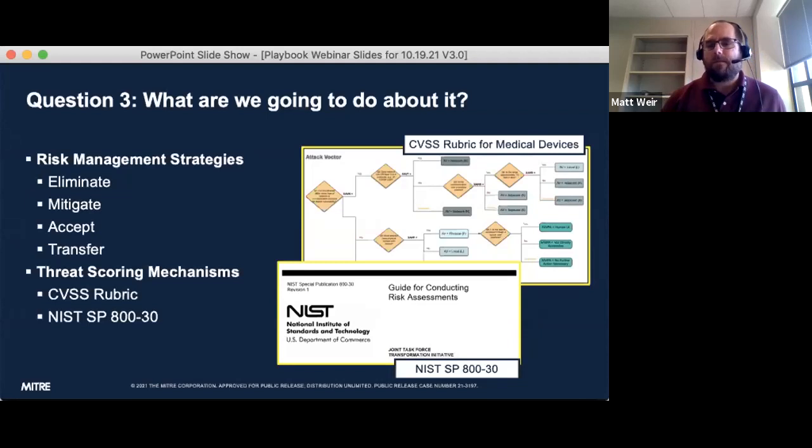We also talked about different threat scoring mechanisms as well, such as the CVSS rubric for medical devices, as well as the NIST Special Publication 800-30 Guide for Conducting Risk Assessments. Next slide, please.